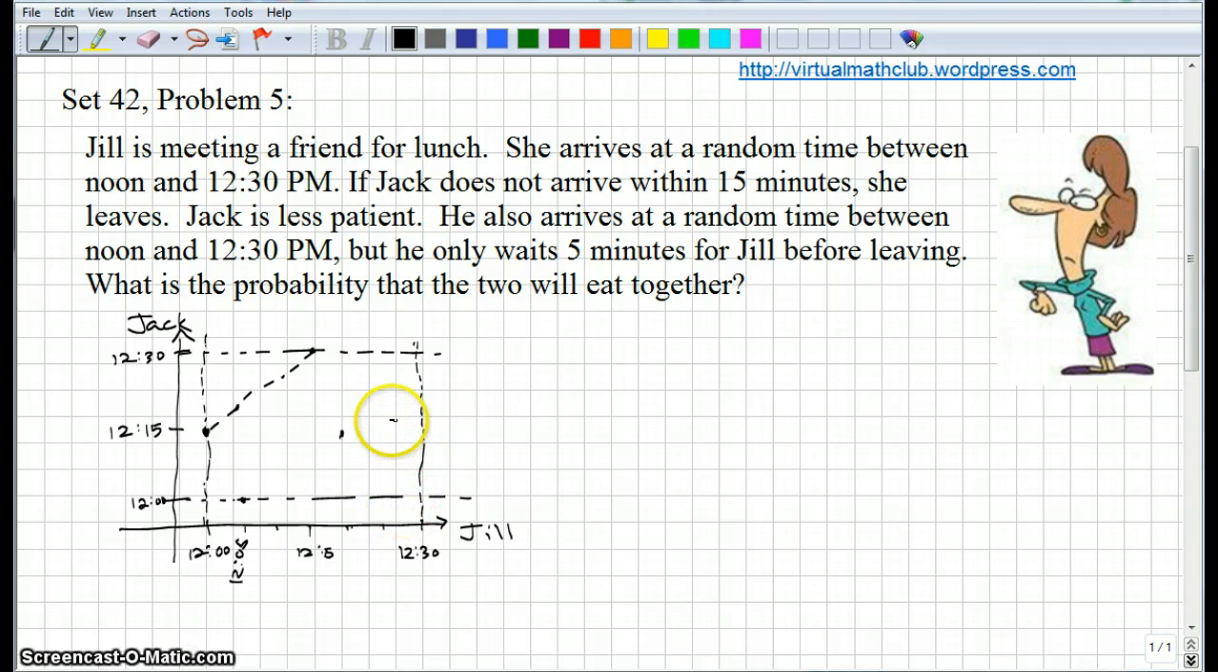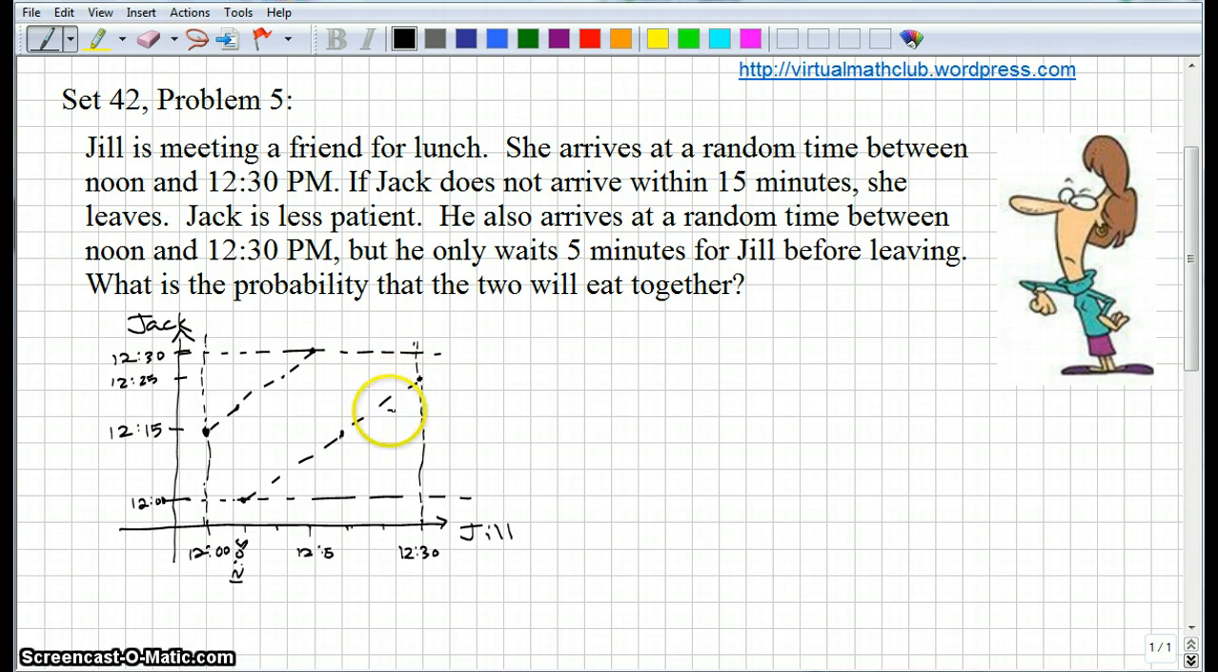And so let's look at the extreme case where, say, Jack arrives at 12:25. Okay, so right around here, 12:25. Now Jill would have to arrive between 12:25 and 12:30. So the latest that she could arrive would be 12:30. So that's Jill's arrival time. So that's going to be right here. And again, we can just connect those dots like that.